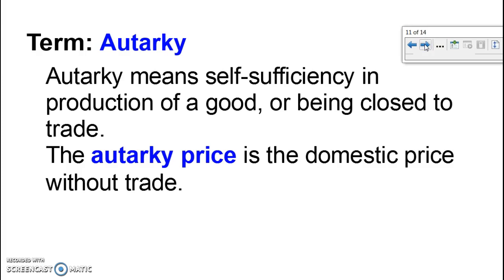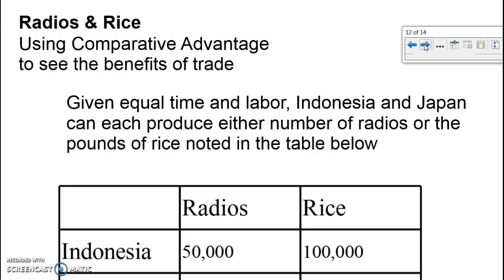Okay, autarky. The term autarky just means self-sufficiency in the production of a good. So if you see the word autarky, it means that a country is closed to trade. It's what's happening in that country when they're not engaged at all in international trade.